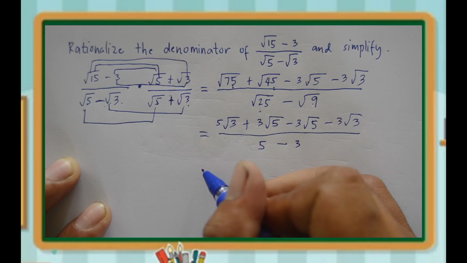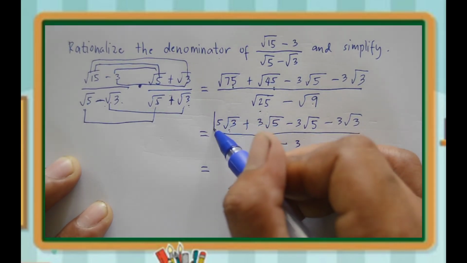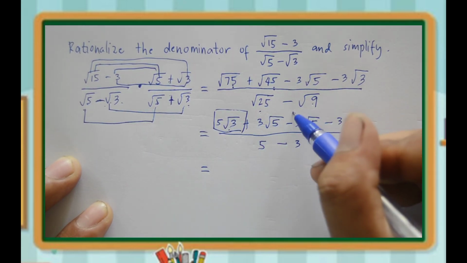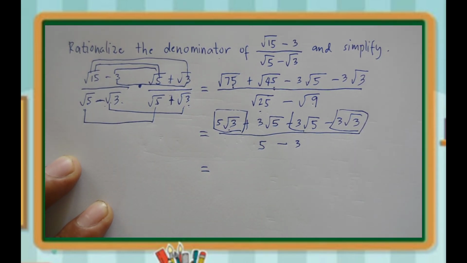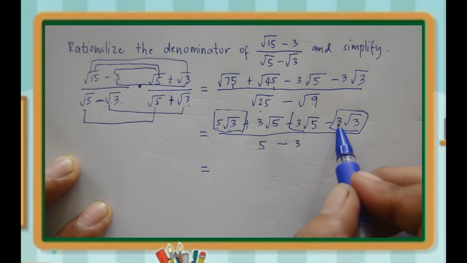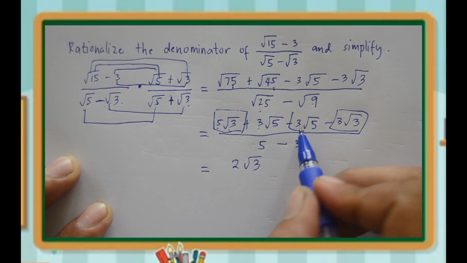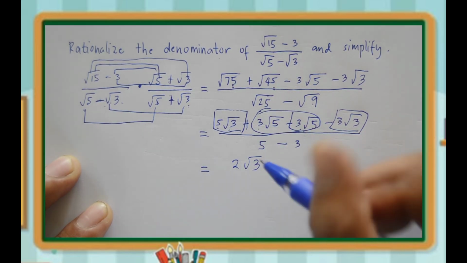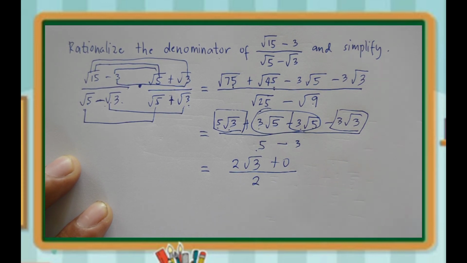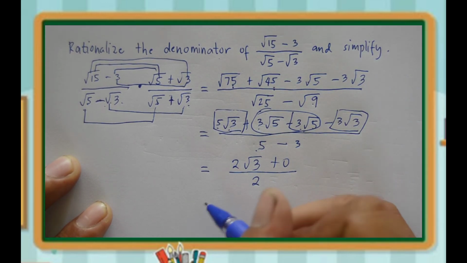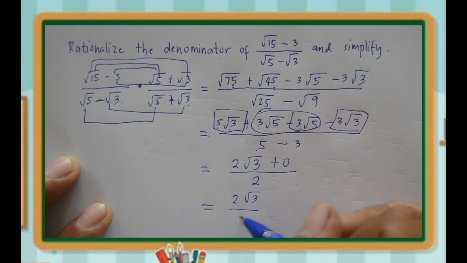Then we are going to combine like terms. In our numerator, 5 square root of 3 minus 3 square root of 3 results in 2 square root of 3. Then 3 square root of 5 minus 3 square root of 5 is 0. Over 5 minus 3, the result is 2. Then 2 square root of 3 plus 0 is 2 square root of 3 over 2.